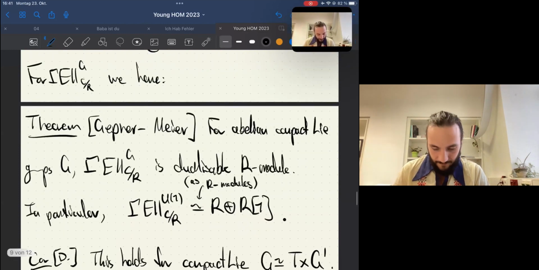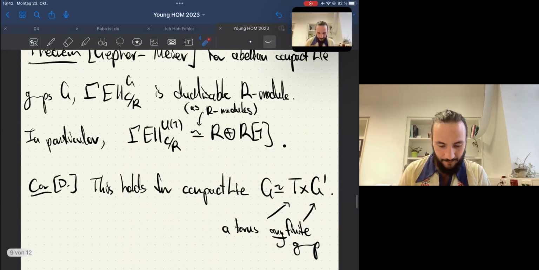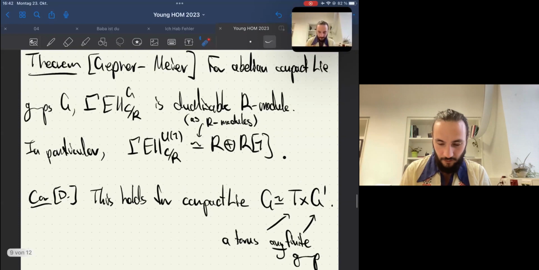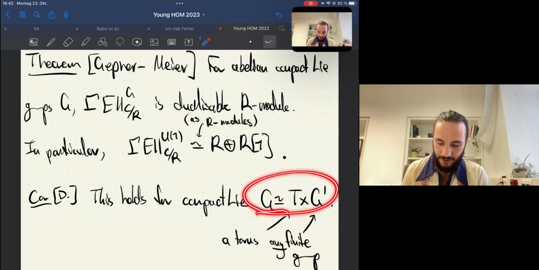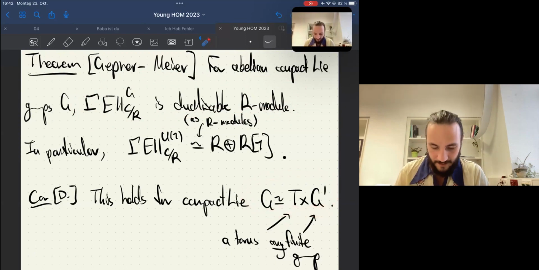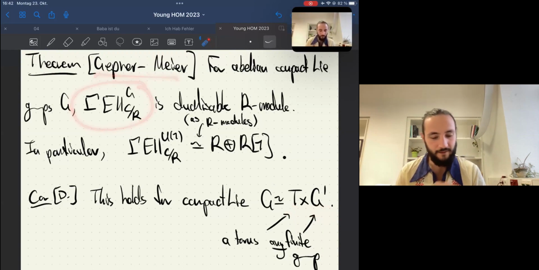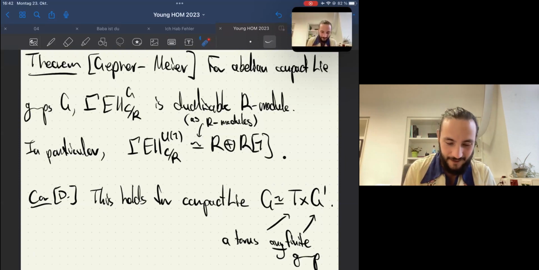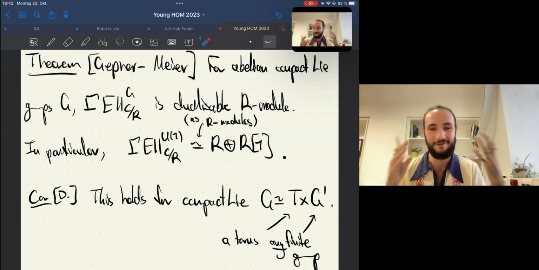Yeah. And a corollary that you can draw from this too is that this same result holds. So this guy being dualizable as an R module actually holds for all compact Lie groups, which are the product of a torus with some finite group. To get this, you need to combine this Gepner-Meyer result with a little bit of Jacob's work, plus an argument that Lennart and David make, plus you have to compare their two worlds.